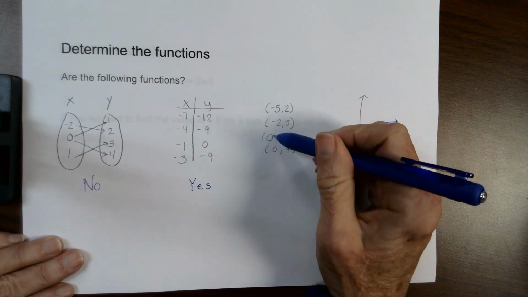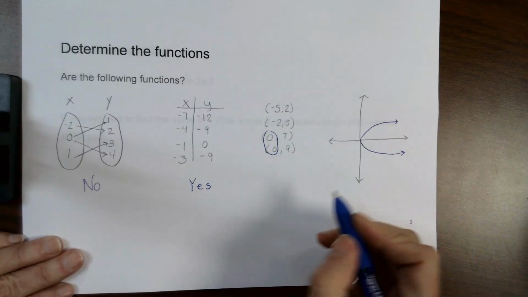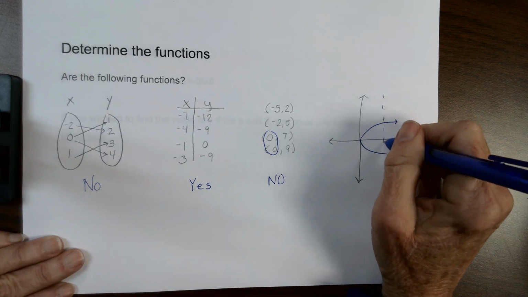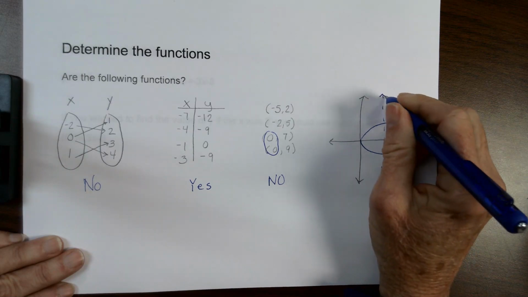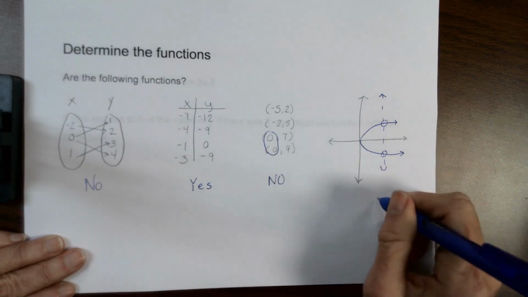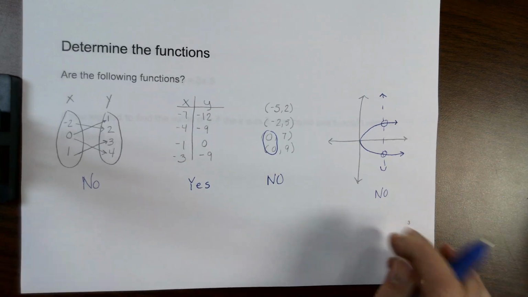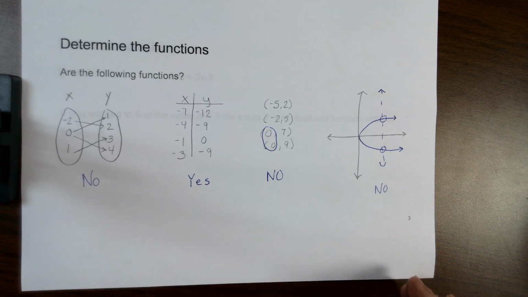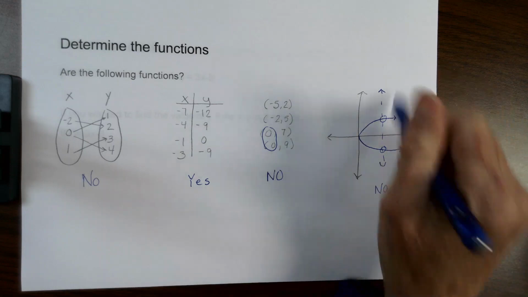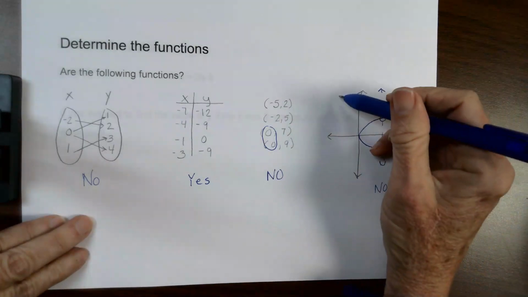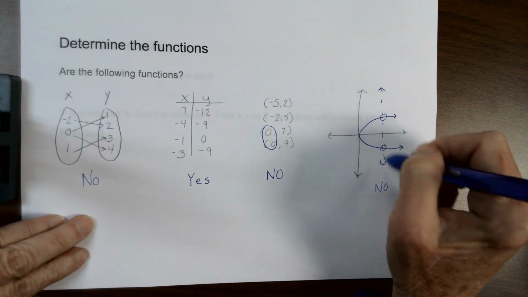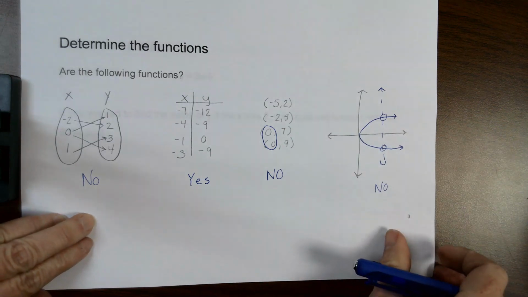This one, oh, I've got a repeat on the x's right there. So that's a no. This one, if I drop a vertical line down, it intersects it here and here. So this one is a no. Remember, it has to pass the vertical line test. And to pass, it has to only hit your graph one time when it goes down through it. Obviously, if I drop the vertical line over here, it wouldn't hit it at all. But if at any spot it hits it more than one time, then it is not a function.